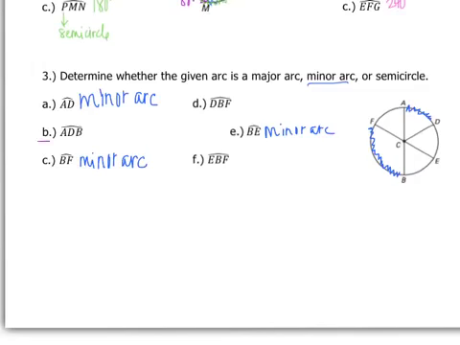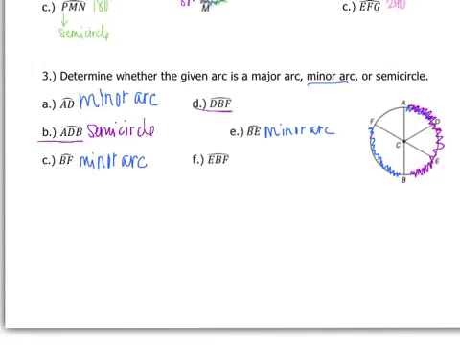Now let's go back. Let's look at arc ADB. I'm going from A, around to D, around to B. So we know if it has 3 letters in its name, it's either a major arc or a semicircle. Which is it? Semicircle. Very good.